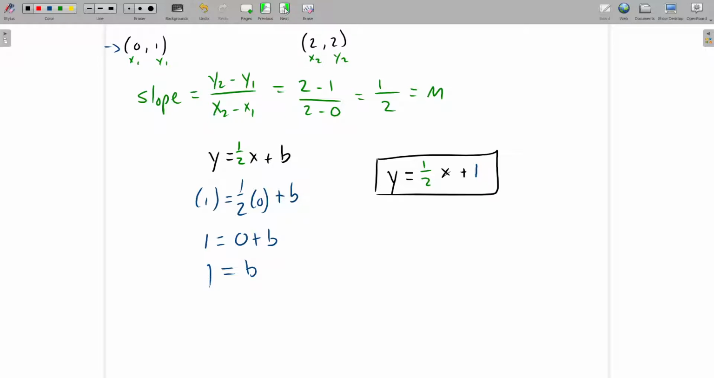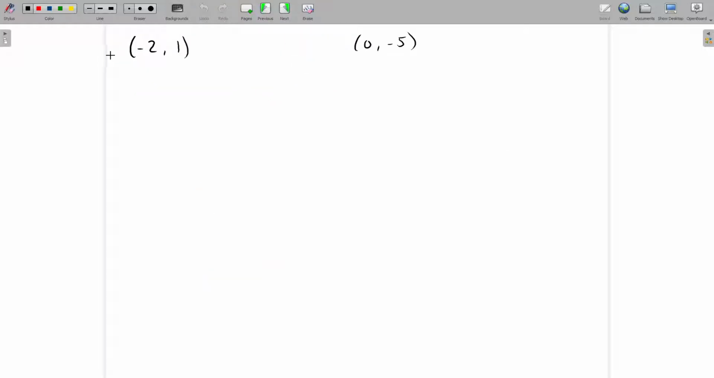Okay, let's look at another example. In this case, we have a couple negatives, so let's see how that's going to change things. First, we want to start with the slope. We're still using the same slope equation.